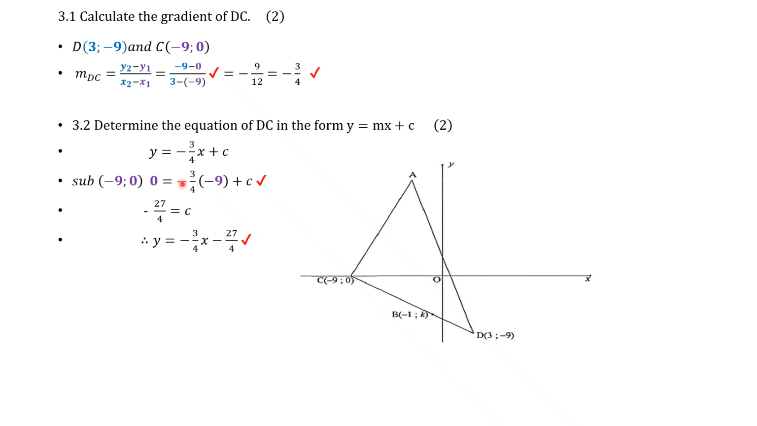Negative times negative becomes positive. 3 times 9 gives me 27 over 4. But if I take that positive across, it becomes -27 over 4 for c. So therefore my equation now reads y equals -3 over 4 x minus 27 over 4.